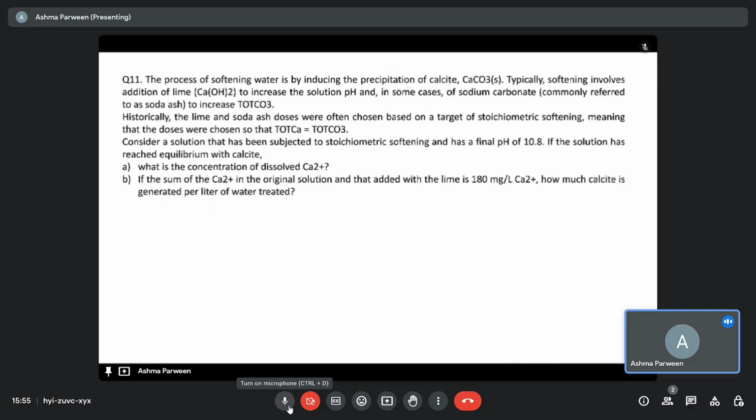So let's see how to solve this question. We have been given the pH is 10.8, and we are precipitating out CO3 solid, so it will dissolve as Ca2 plus and CO3 2 minus.